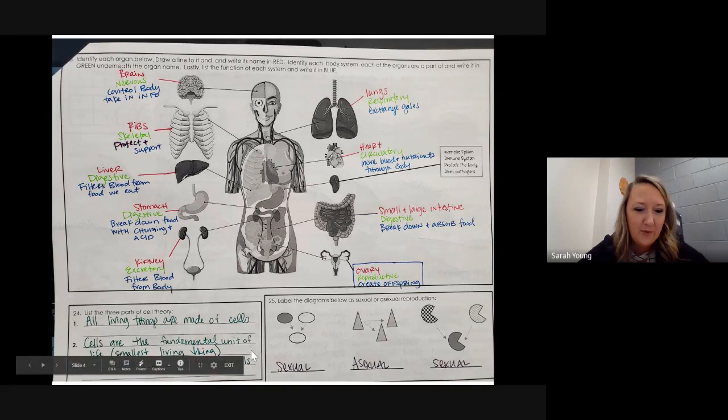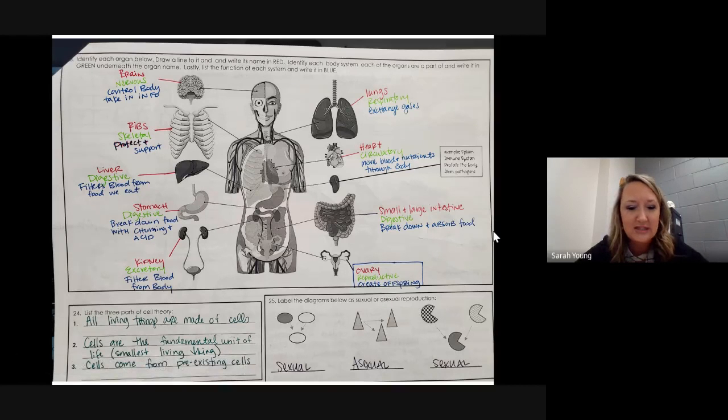Okay, so number 24, you are going to list just the 3 parts of cell theory. I think there's a couple of questions about cell theory on there. Number 1, all living things are made of cells. Number 2, cells are the fundamental unit of life. They're the smallest thing that's alive on its own. And number 3, all cells come from pre-existing cells.